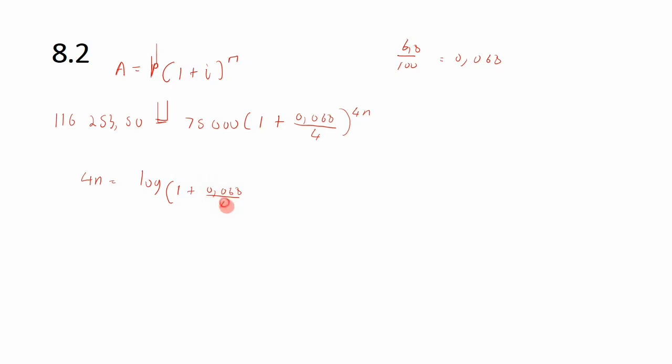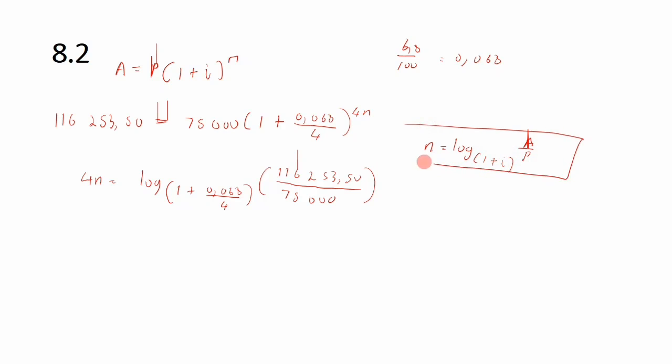And then you take this 116,253.50 and then divide it by this principal amount here. So that's 75,000, right? Then if you want to just have it in a formula, that's log, and then here you'll be taking the principal amount, you'll be taking the 1 plus i as the base, and then you say A over P. So in terms of a formula, that's how you have it.